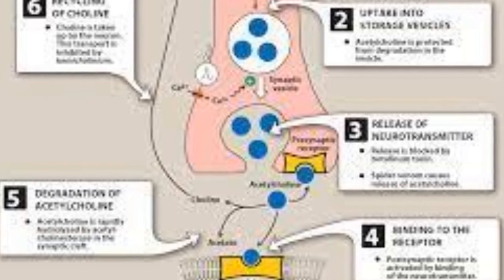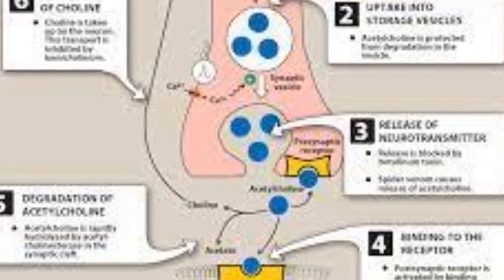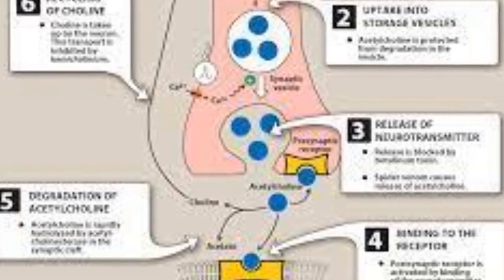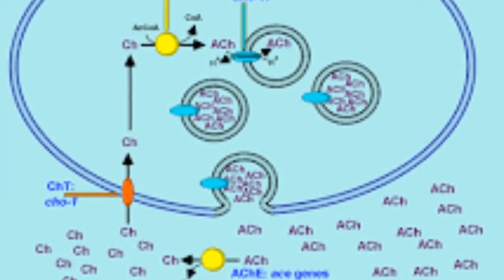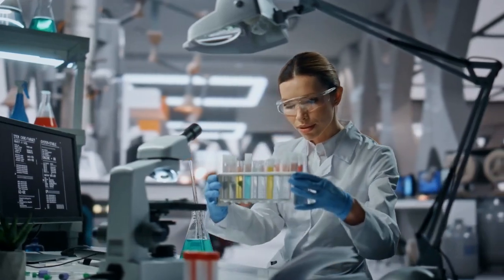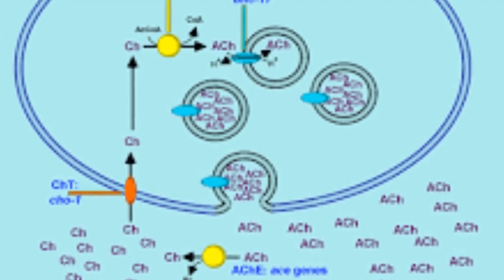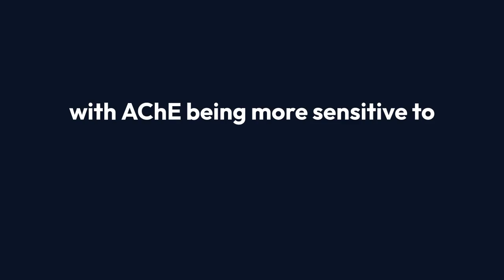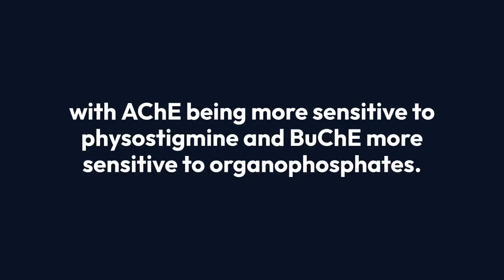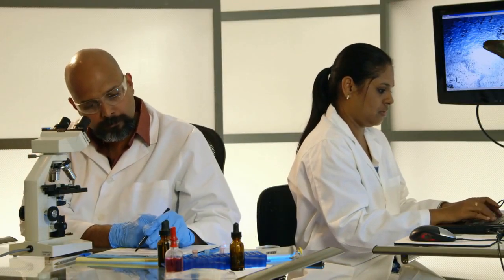There are two types of cholinesterase enzymes in the body: acetylcholinesterase, or AChE, and butyrylcholinesterase, or BuChE. AChE, also known as true cholinesterase, is strategically located at all cholinergic sites and serves to inactivate ACh instantaneously. In contrast, BuChE, or pseudocholinesterase, is present in plasma and other locations and likely serves to metabolize ingested esters. The differences between these two types of cholinesterase are significant, with AChE being more sensitive to physostigmine and BuChE more sensitive to organophosphates. There are two classes of receptors for acetylcholine: muscarinic and nicotinic.